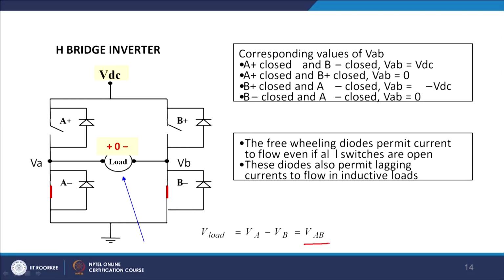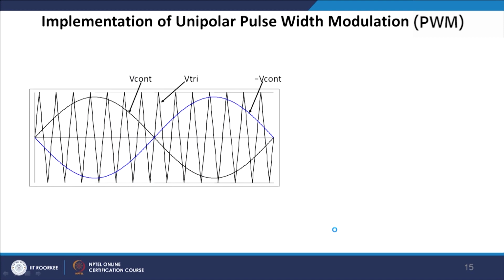Now, let us go back a little bit, and now we will discuss the 2 level inverter for the unipolar operation. In this case the load voltage again will be VAB, and we have already discussed the principal operation, when the diode conducts and when the switches conduct.